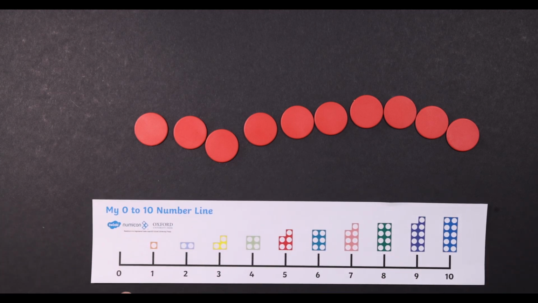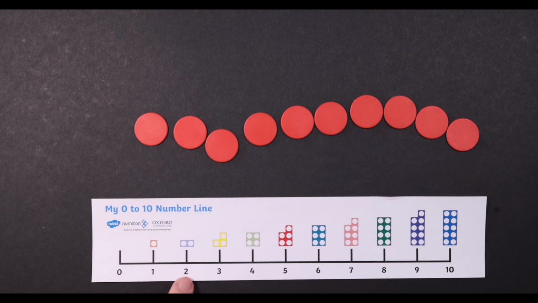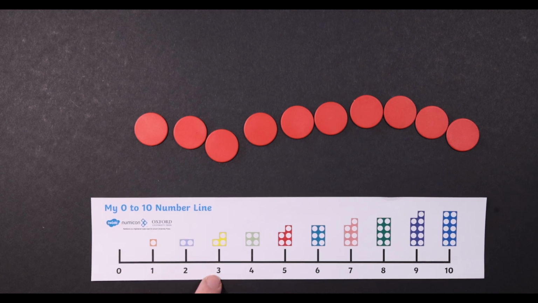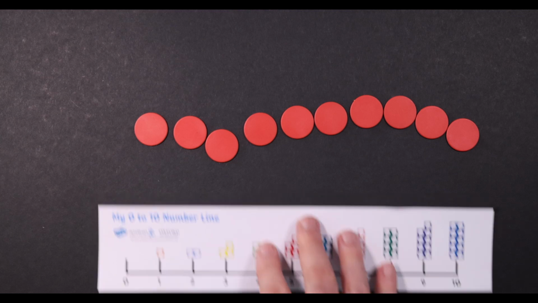So you put your finger on 0. What's one more than 0? 1. What's one more than 1? 2. What's one more than 2? 3. What's one more than 3? 4. What's one more than 4? 5. What's one more than 5? 6. What's one more than 6? 7. What's one more than 7? 8. What's one more than 8? 9. What's one more than 9? 10. Once they can do that, then you need to vary it a bit.